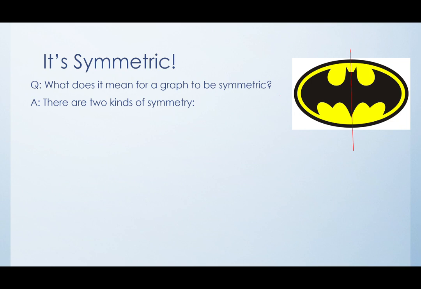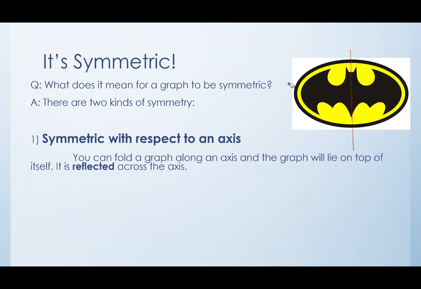It is not symmetric with respect to the x-axis, because the top and the bottom are not mirror images of each other, but the left and the right sides are. So symmetric with respect to an axis means basically you can fold your graph along some axis, x-axis, y-axis, the line x equals 3, whatever, and the graph will lie on top of itself. So we say it's reflected across the axis.